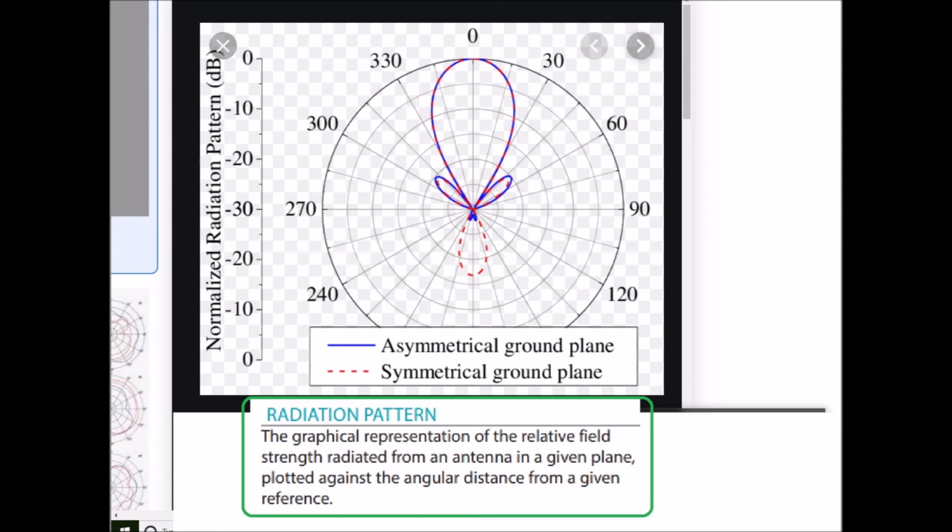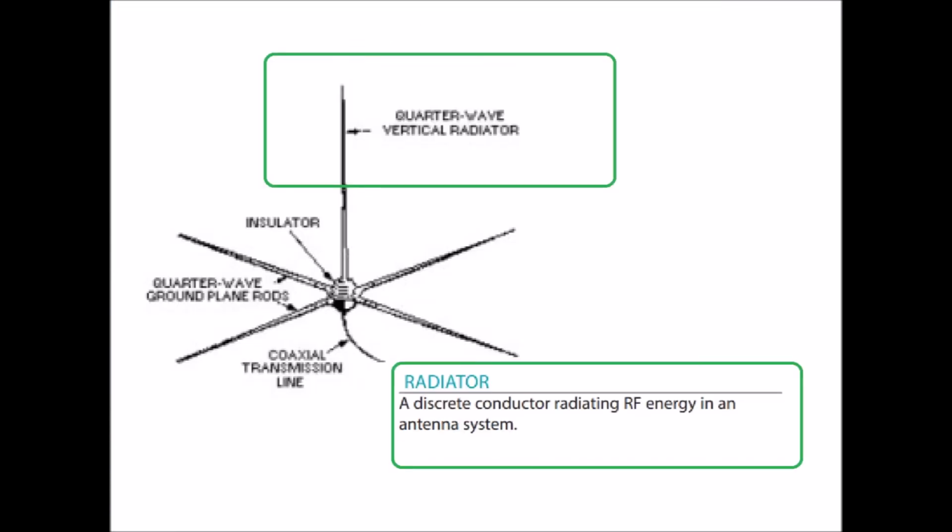Radiation pattern. The geographical representation of the relative field strength radiated from an antenna in a given plane, plotted against the angular distance from a given reference. Radiator. A discrete conductor radiating RF energy in an antenna system.